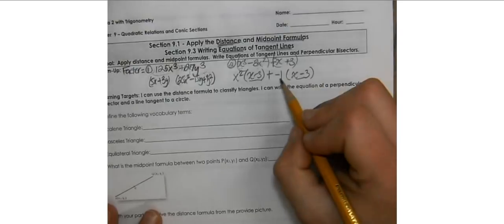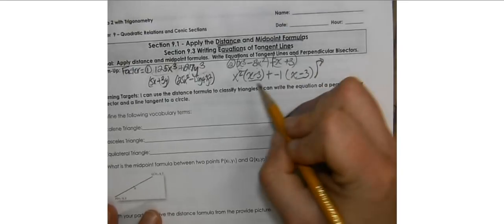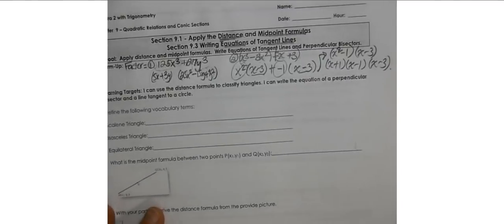So now I'm going to write a product of my outsiders, which is x squared minus 1, and my insiders, which is x minus 3. X squared minus 1 is a difference of 2 squares, so I'm going to write that as x plus 1 times x minus 1, and then we have x minus 3. Factoring is not going away, and it will certainly be on your next test.